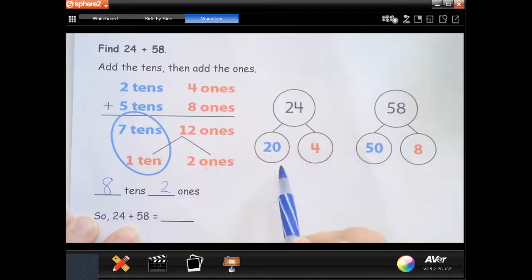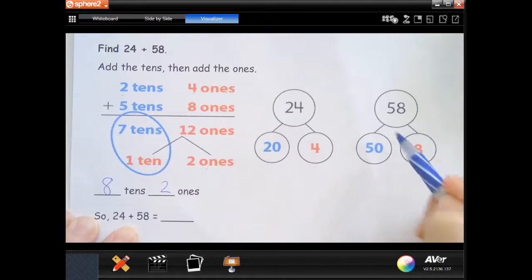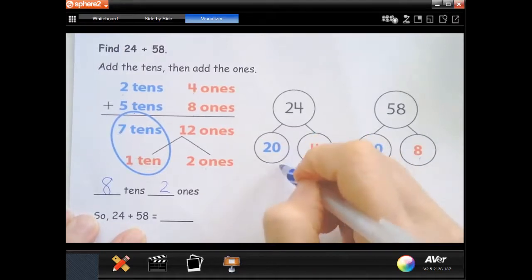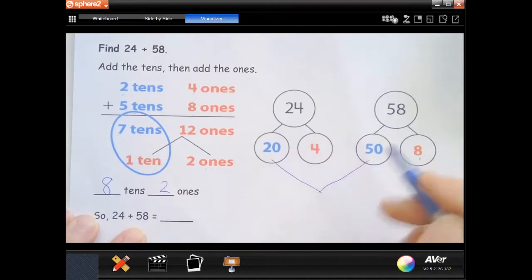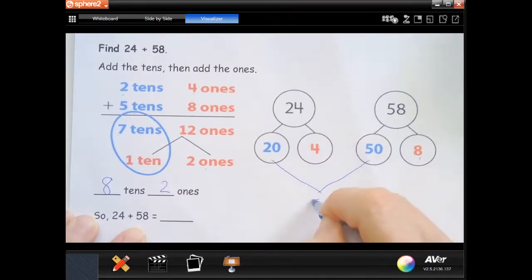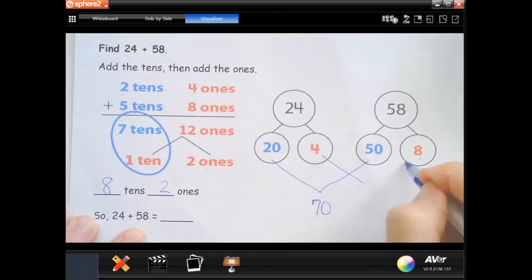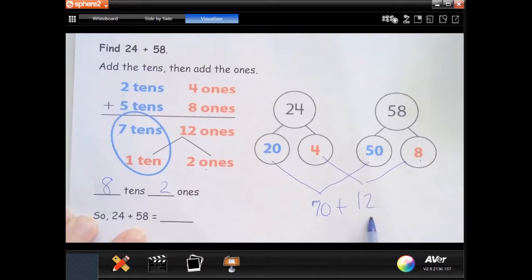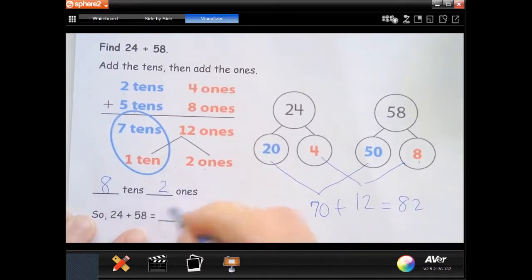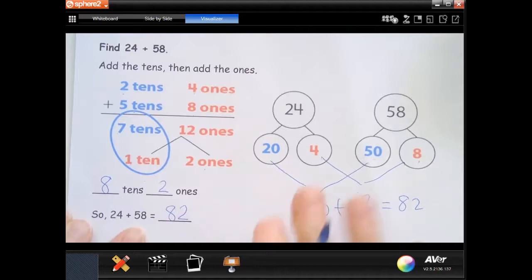So over here, the number bond is showing you that 24, excuse me, is 20 plus 4. 58 is 50 and 8. If I add 20 and 50, that would be 70. 4 plus 8 equals 12. I can add 70 plus 12. It would equal 82. 8 tens, 2 ones. So 24 plus 58 equals 82, using that number bond strategy.